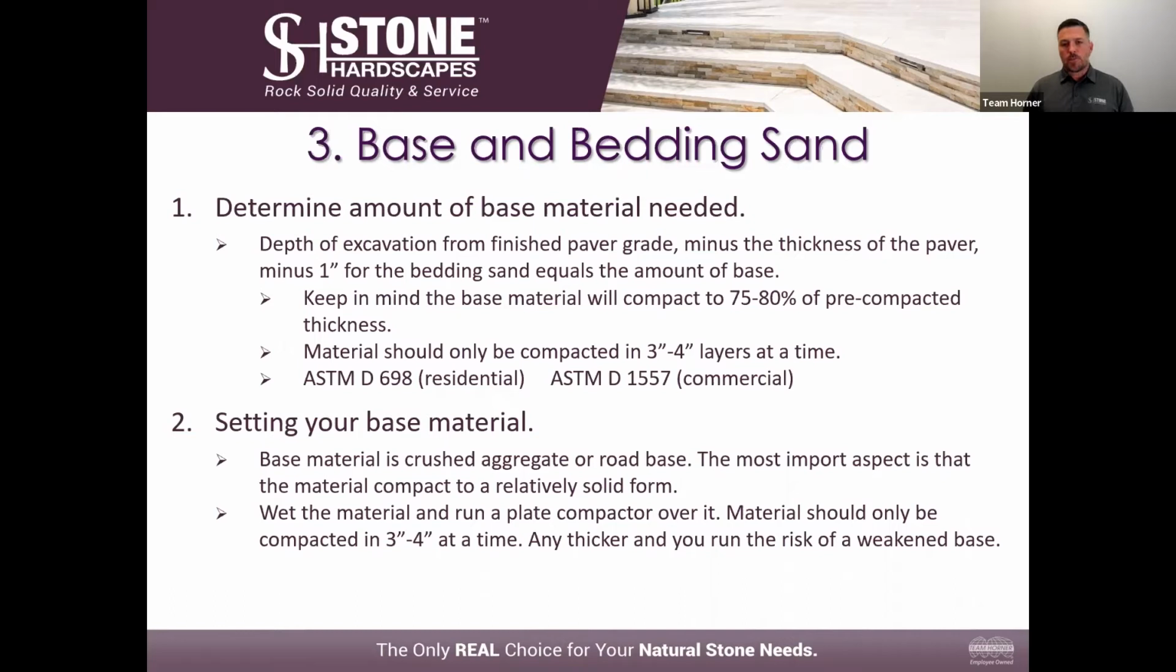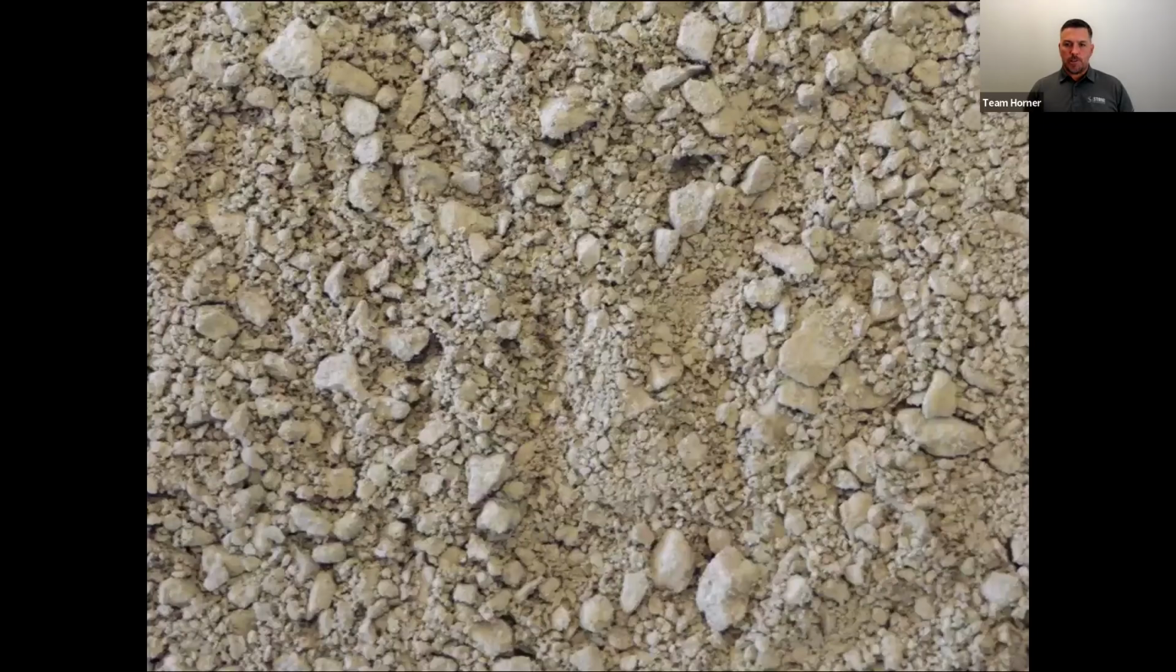When you put the base material in, you rake it out. You're going to want to dampen it with water, and then you're going to run a plate compactor over it in multiple directions. You run it in multiple directions to help ensure that compaction. And this is a nice visual of what road base is. As you can see, it's crushed aggregate, with a little concrete in there. So when it is compacted, it gives you a really nice form.